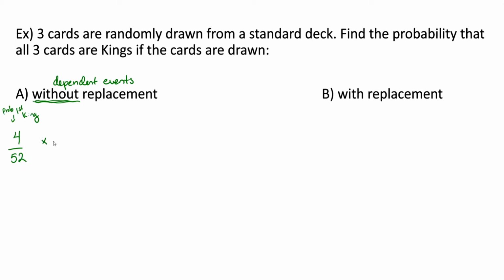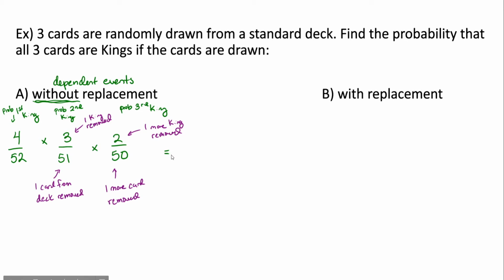The probability that the second card we draw is also a king is going to be 3 out of 51 because we've removed 1 king from the deck and we've removed 1 card from the deck. So now we only have 51 cards in the deck instead of 52, and we only have 3 kings in the deck instead of 4. The probability that the third card we draw is a king again is going to be 2 out of 50. Again, because we removed 1 more card from the deck, and because we've removed 1 more king from the deck.